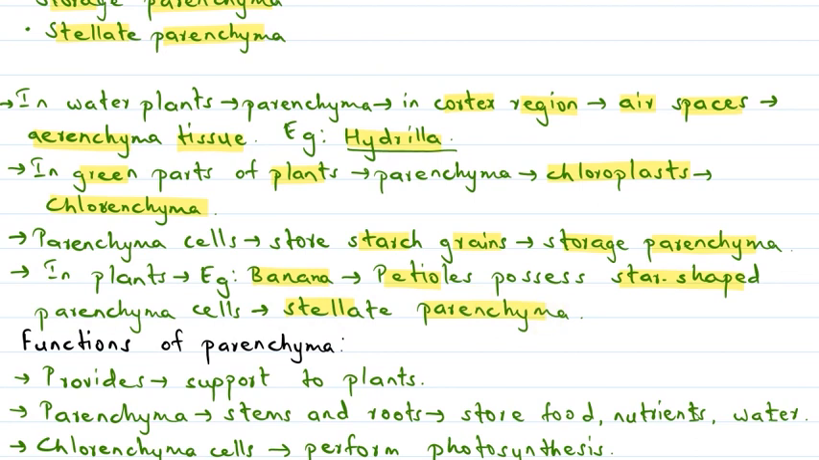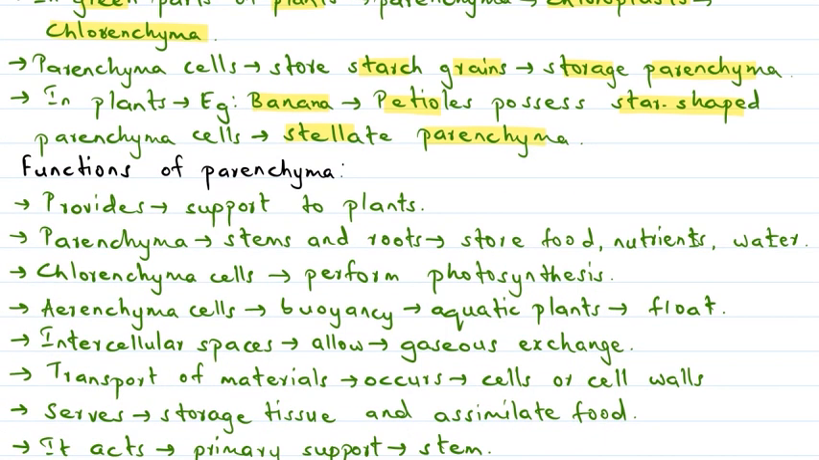Then we discussed the various functions of parenchyma tissue. This parenchyma tissue provides support to the plants. The parenchyma tissue present in stems and roots helps in storage of food, nutrients and water. The chlorenchyma cells have chloroplasts in them, and thus help in performing photosynthesis in plants. The aerenchyma cells have the air spaces we discussed, the large intercellular spaces that provide buoyancy to the aquatic plants and help them float on the surface of water.